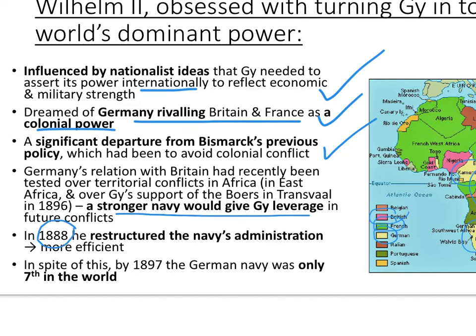In 1888, the Kaiser restructured. Germany only had a very small navy, but the administrative apparatus was restructured to make it a more efficient organisation.